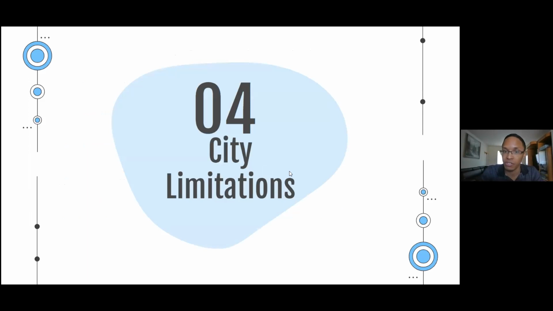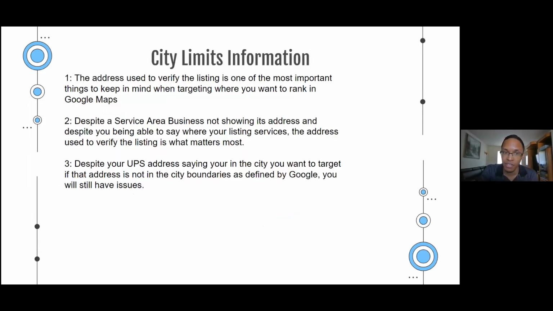This is a huge one. This is a huge concept to get here, city limitations. City limitations. So when you verify a listing, let's say you're a storefront listing, so a spa, that address becomes the center point for all your ranks. It becomes the brightest light. Like, that section is your brightest light for your entire business in the entire city.